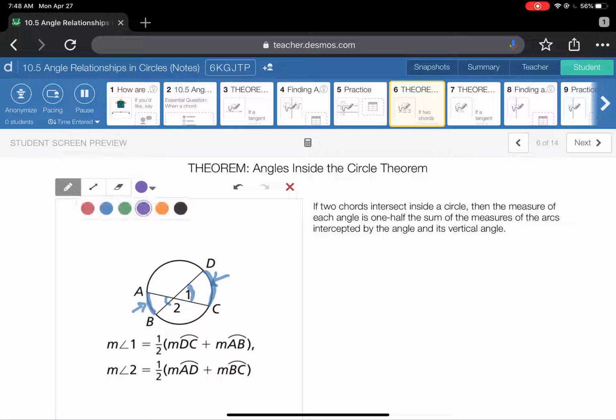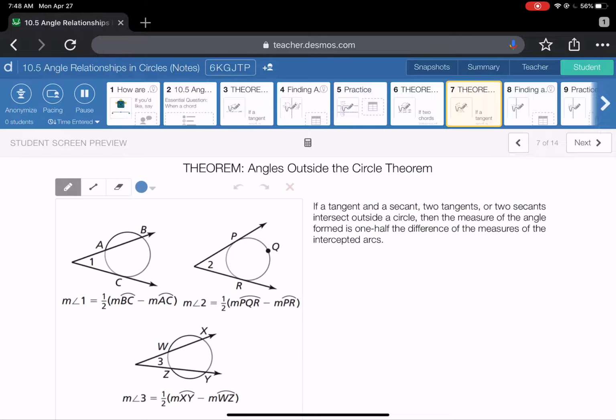To find the measure of angle 2, we're going to add the arc across from it and the arc across from its vertical angle, and then multiply that by 1/2 or divide it by 2. Okay, so that is when we have angles that are created inside of a circle using two chords or lines. And then we have angles that are created outside of the circle.